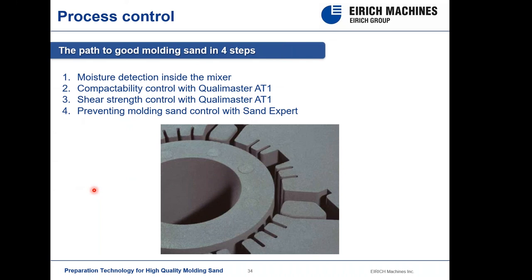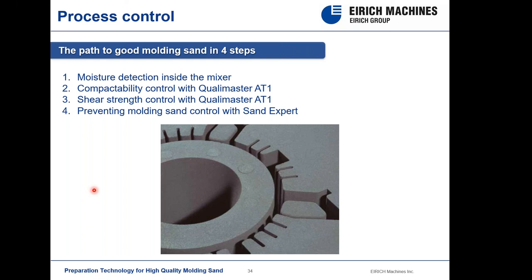The first one is going to be a moisture detection inside the mixer. We already saw a little bit of that in the video, where you see that sand probe going into the mixer, having the moisture content getting into the mixer. That helps us in the first level to control the sand. If we want to go farther, we use the compactability control in the QualiMaster 81. Remember the little unit that is after the mixing? Well, that's going to be able to take a sample and measure the compactability.